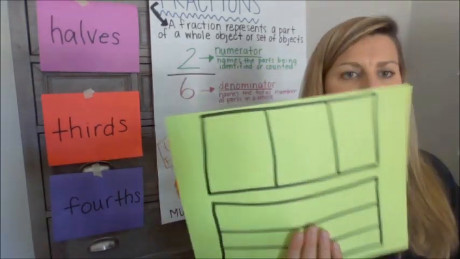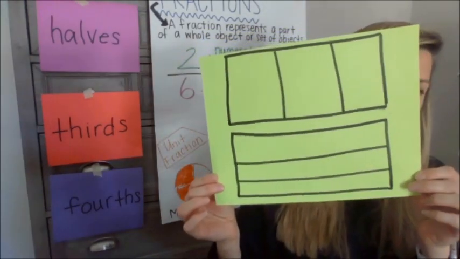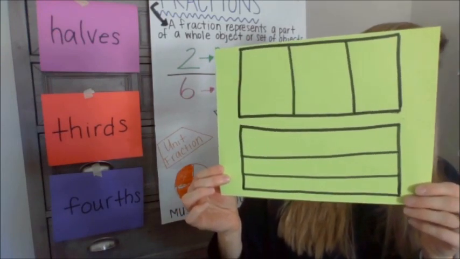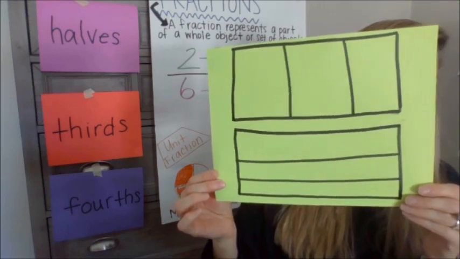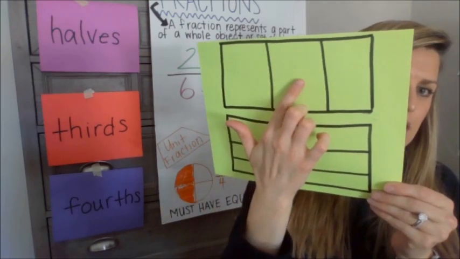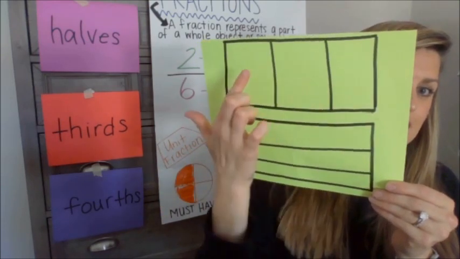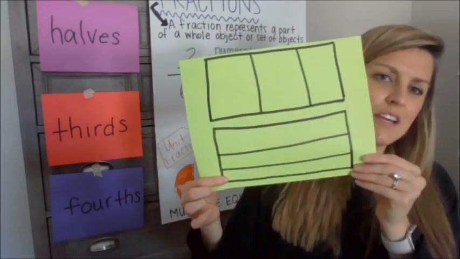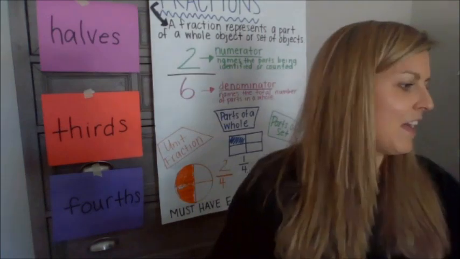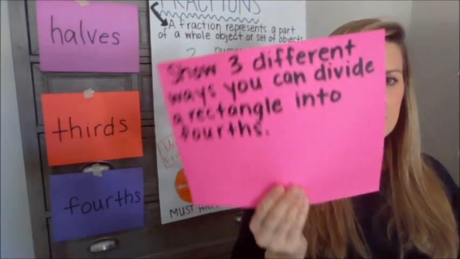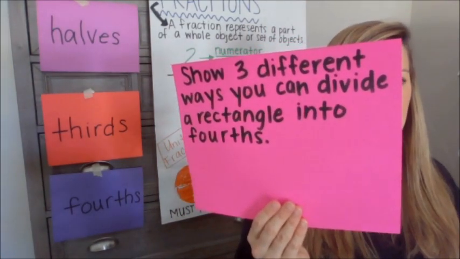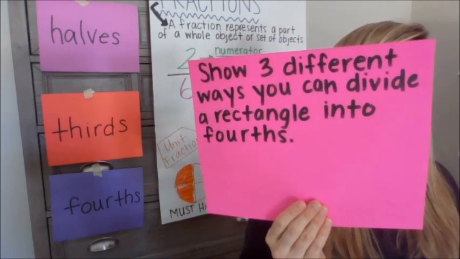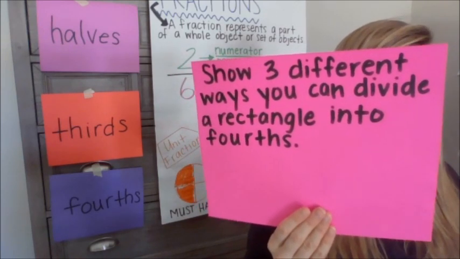All right, awesome job, guys. If you drew your rectangles with 3 different equal parts, like my rectangles, you are correct. 1, 2, 3 equal parts here, and 1, 2, 3 equal parts here. And last question. Show 3 different ways you can divide a rectangle into fourths. Go ahead and pause the video to write down your answer.